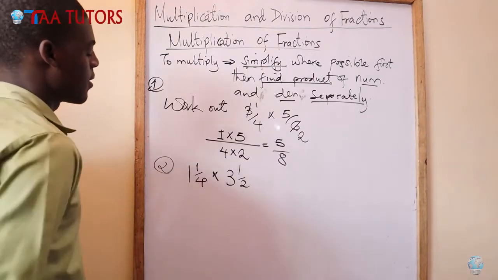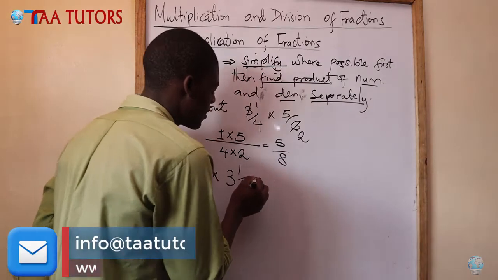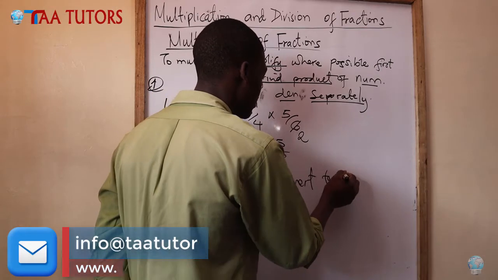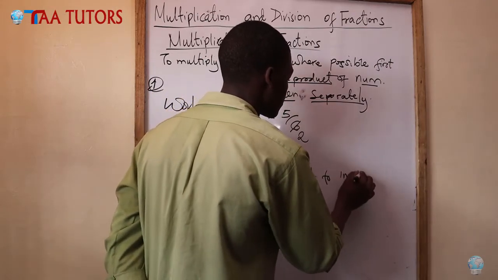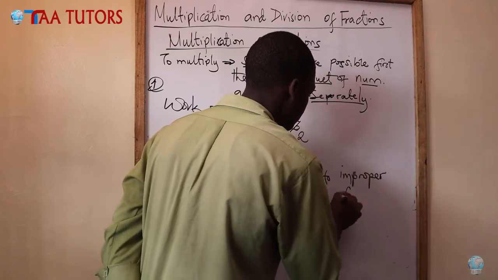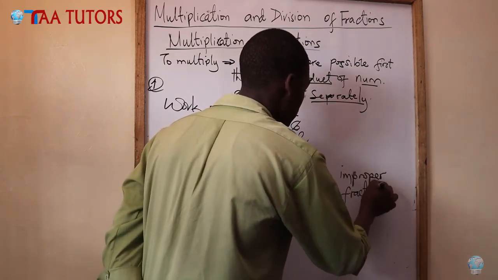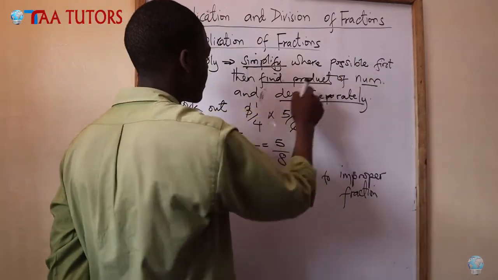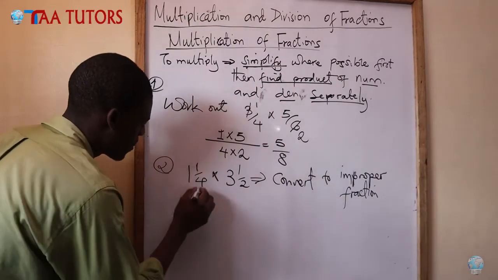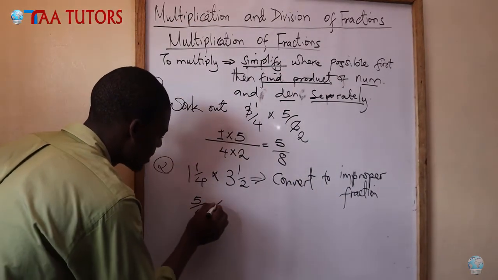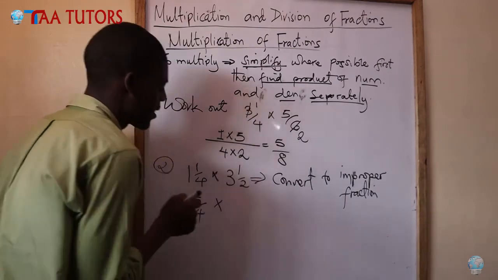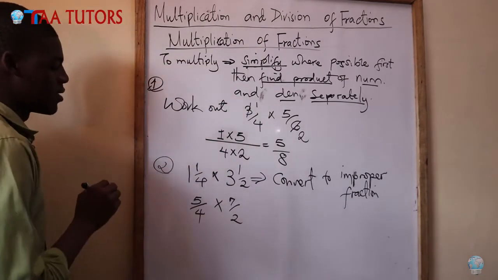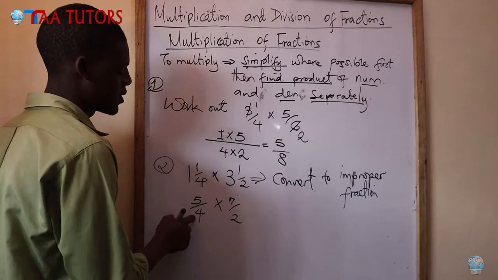In this case, what we are going to do first is conversion, and we convert to improper fractions. After converting into improper fractions, we simplify where possible, then find the product of the numerator and denominator separately. So when we convert, we will have 5 over 4 times, that one will be 7 over 2. We have 5 over 4 times 7 over 2.